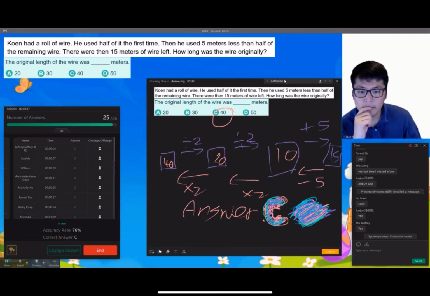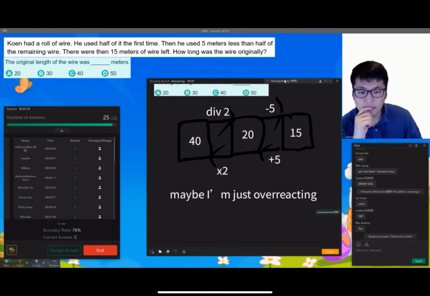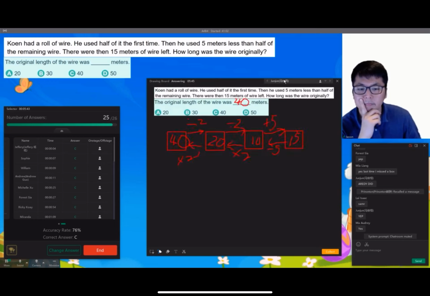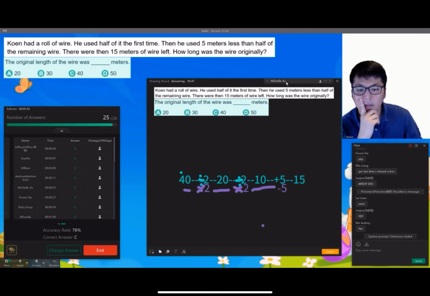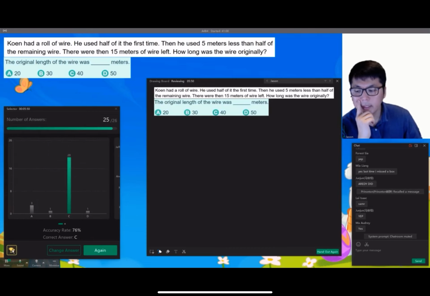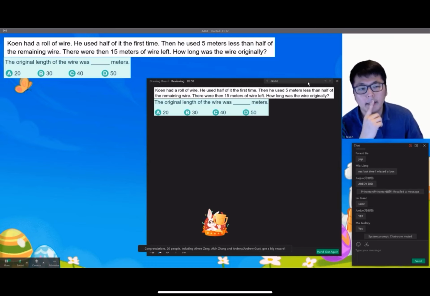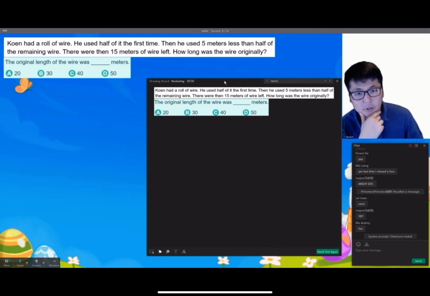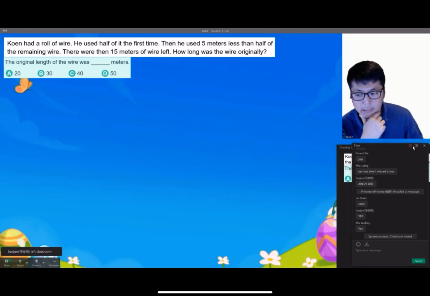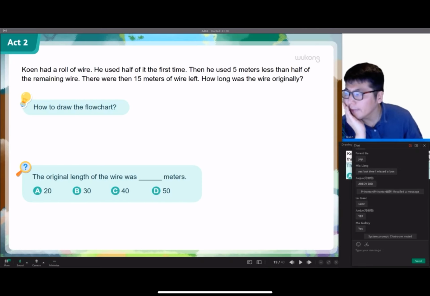Okay, and all right. So let's go through this question. All right, guys. So time's up, and the answer is C, everybody. And now, guys, let me show you my flowchart first. Okay, let me show you my flowchart. So, Candy, let's do this together. Hello, Candy.